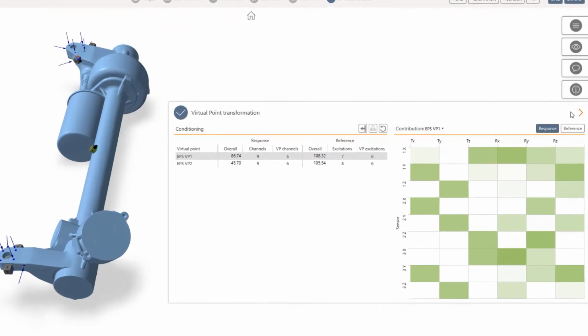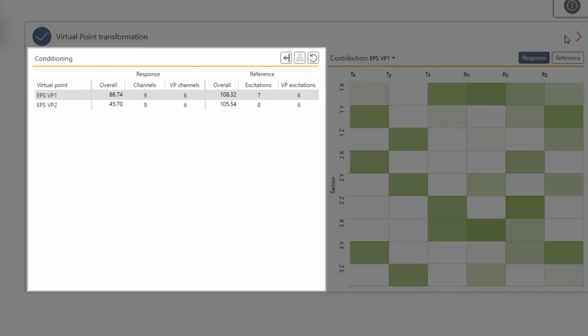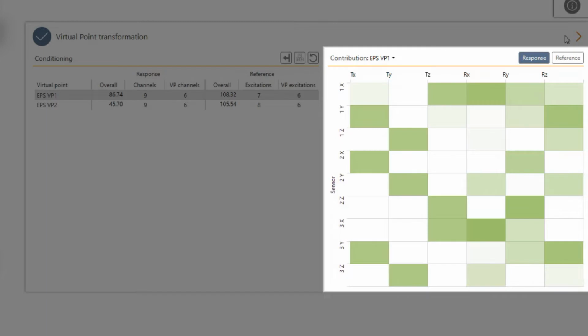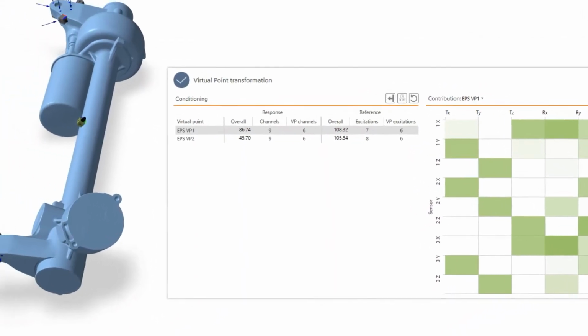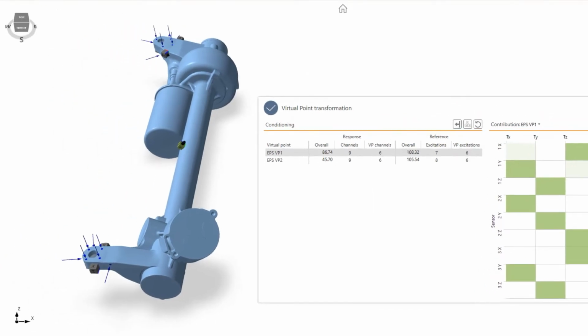In the VP transformation card, you can review the conditioning of the transformation matrices and the contributions of the sensors and impacts. But before looking at any details of the transformation, we need to make sure that we have correctly assigned all our impacts and sensors to the VP.